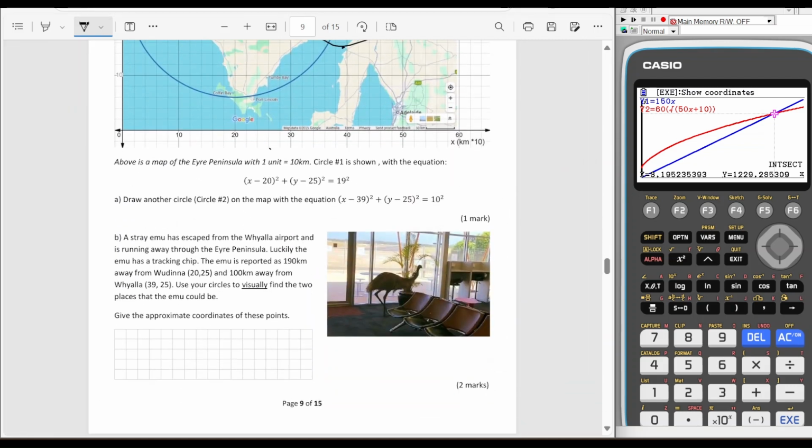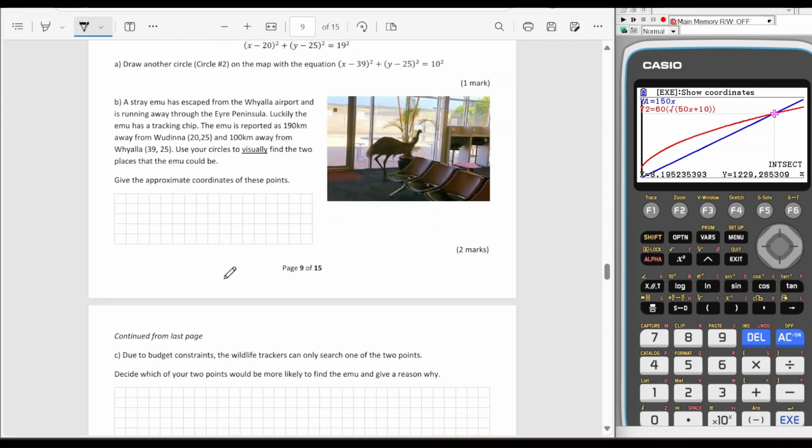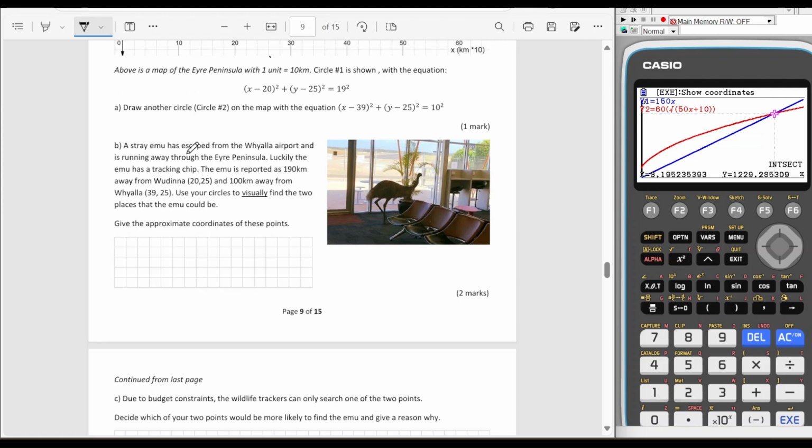All right, a stray emu has escaped the Whyalla airport. This is real, by the way. It actually happened. Well, it went into the airport. It's running away across the Eyre Peninsula. So the emu's got a tracking chip. It's reported there and there.